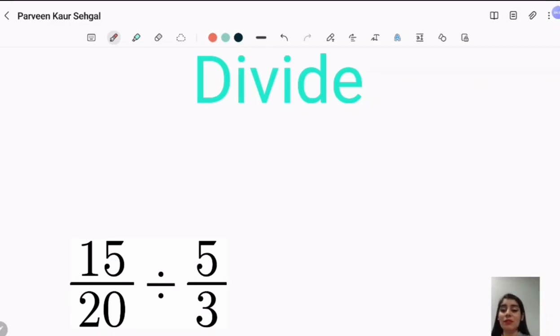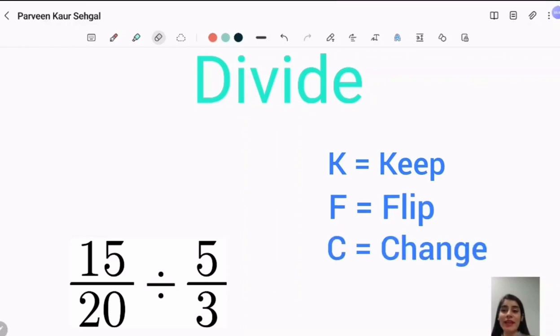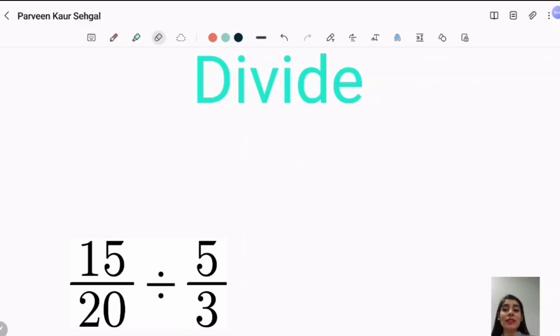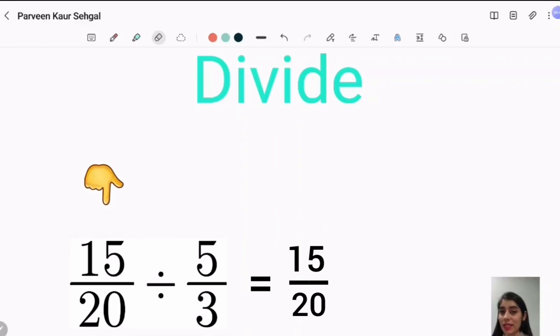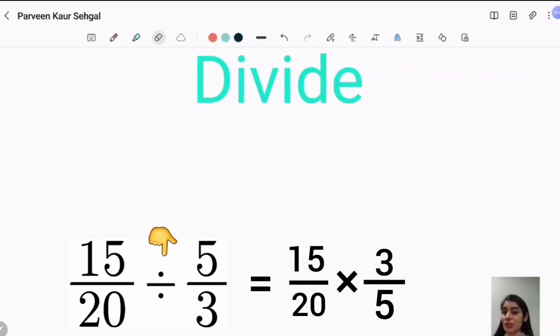So let's take the example of 15 by 20 divided by 5 by 3. We need to understand that two fractions cannot be divided directly. We need to first convert them into multiplication to do the division. For this, we can just remember the rule of KFC, where K means keep, F means flip, and C means change. K, keep, means to keep the first fraction as it is, that is 15 by 20. F, to flip the second fraction, that is 5 by 3, will be converted to 3 by 5, and then C, to change the sign of division into multiplication.